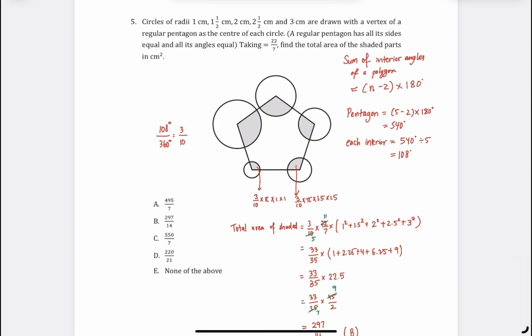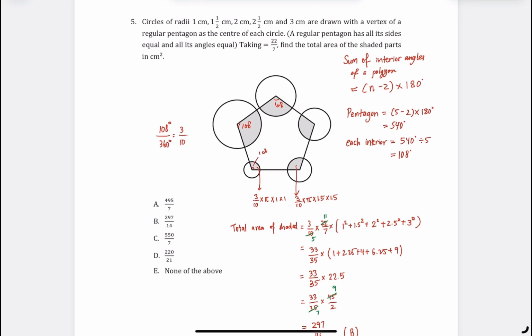Okay, for question 5, circles of radius 1, 1.5, 2, 2.5, and 3 cm are drawn with the vertex of a pentagon. All these are regular pentagons. Find the total area of the shaded part in cm squared. For a pentagon, the sum of interior angles, remember the formula (n minus 2) times 180, where n is the number of sides. For a pentagon, the number of sides is 5, so (5 minus 2) times 180 will be 540. That means each of the angles of the pentagon is 108. So here is 108, here is 108, even this small one is also 108.